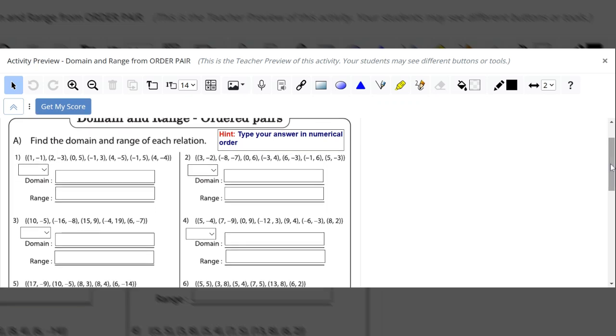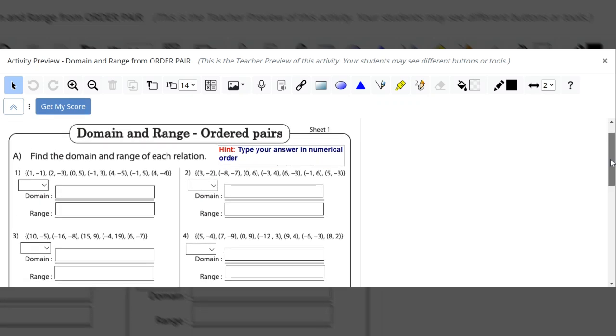Hello, everyone. Here I am again, trying to find the domain and range using ordered pairs. Now we have a set of relations here. Let's start with question number one and number two. Find the domain and range of each relation.